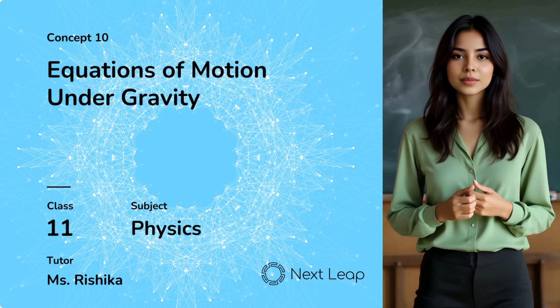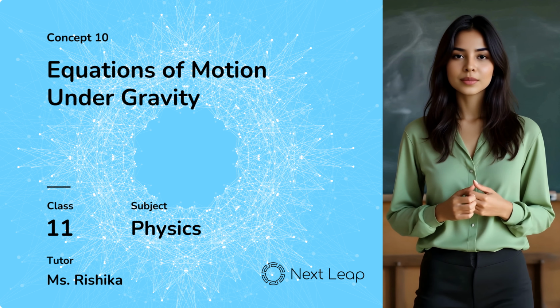From your earlier lessons, you already know the three basic kinematic equations of uniformly accelerated motion. They are equation 1, v equals u plus at; equation 2, s equals ut plus 1 by 2 at squared; equation 3, v squared equals u squared plus 2as.